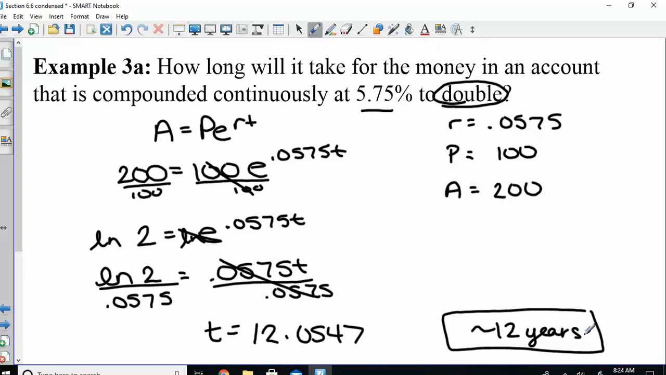So we've solved problems like this before, except I never made you solve for the time in the past because we didn't have the logs, but now we do, so we can solve these. Let's do one more interest problem.